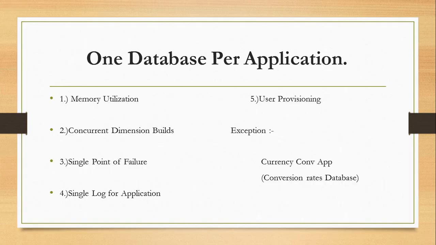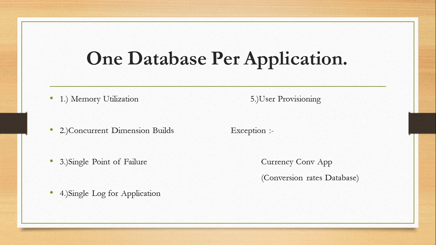So before directly talking about the outline design, let's talk about the application level. What Oracle recommends is that for an application, we should have one database per application. One database per application is going to be beneficial under these 5 points listed here.